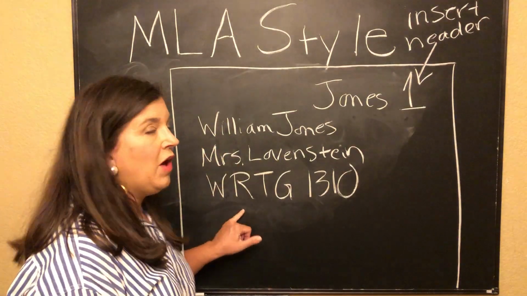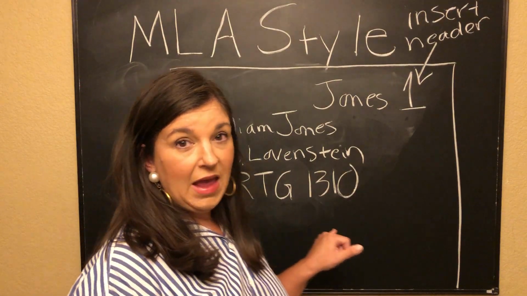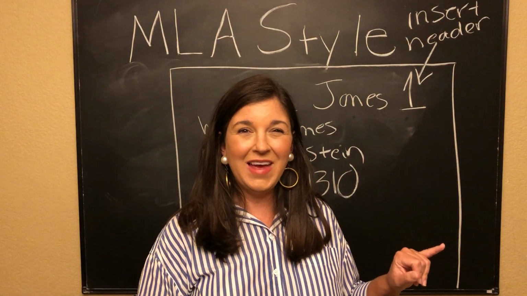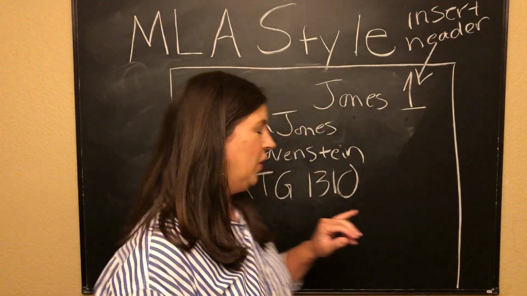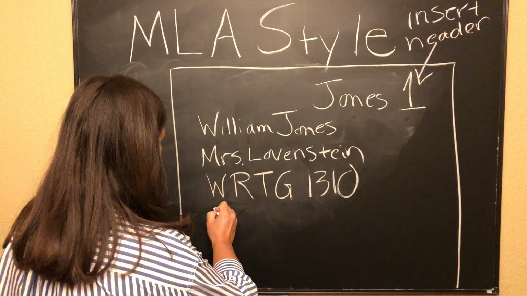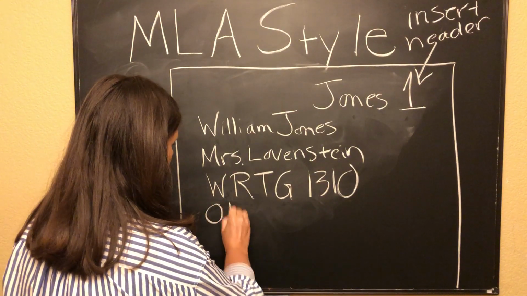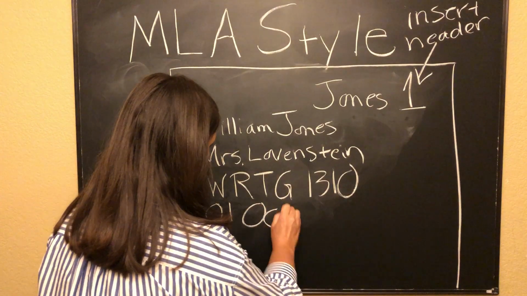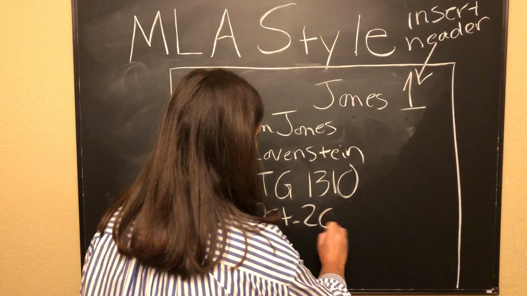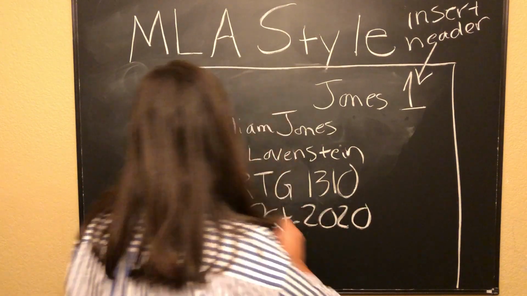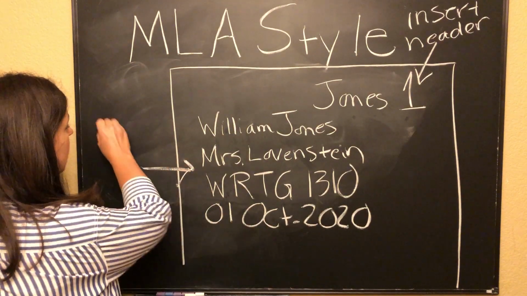All right, and the final item in your header is going to be the date. I would recommend putting the due date. So say, for example, your paper is due on October 1st. You're going to write 1 October 2020. Now, all of this, of course, will be double spaced.